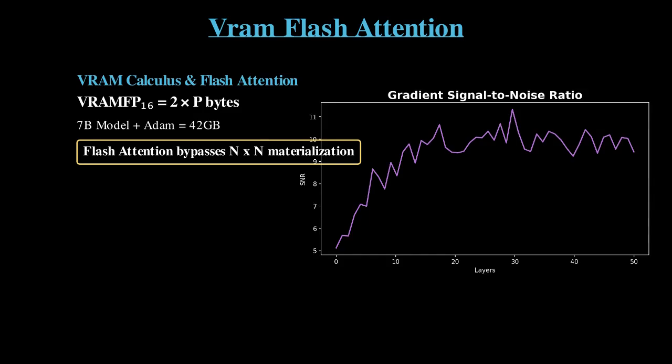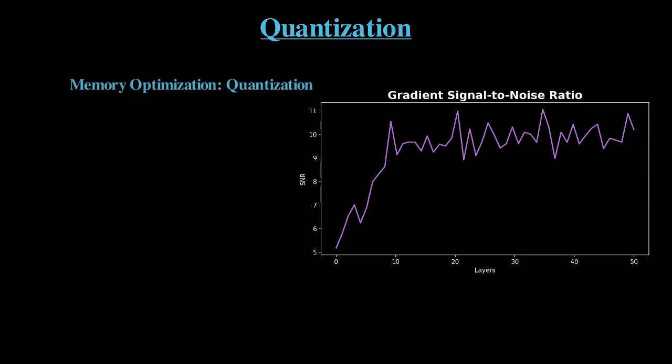To fit this into an 80 gigabyte H100 GPU and handle long contexts, we heavily rely on flash attention. By fusing the attention mechanism, we avoid materializing the massive N by N attention matrix in high bandwidth memory, drastically reducing activation VRAM. We can push memory optimization even further.